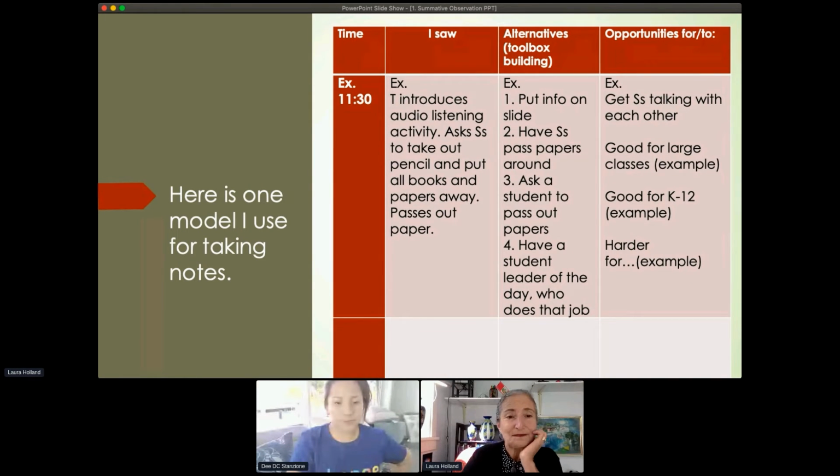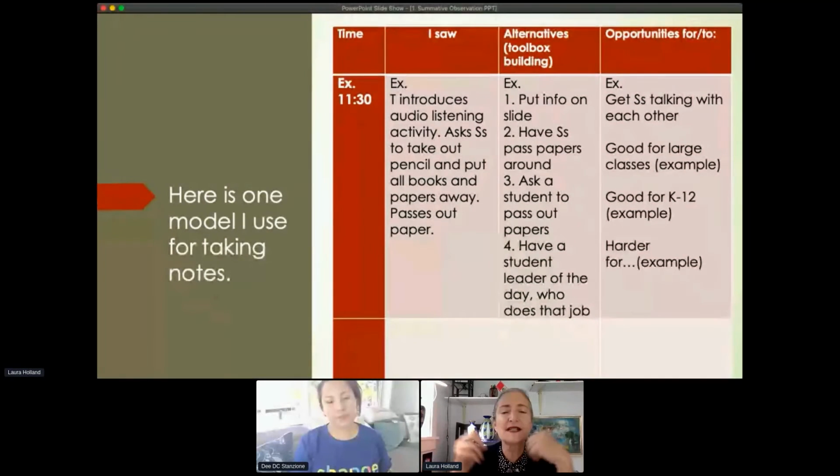So here's where the time goes, right? This column is all I work on during the observation. And in this column is only facts. So for example, the teacher introduces an audio listening activity, asks the students to take out pencil and put all books and papers away, and passes out papers. Okay? All facts, right? That's what the teacher said and did. Now we can work with that.